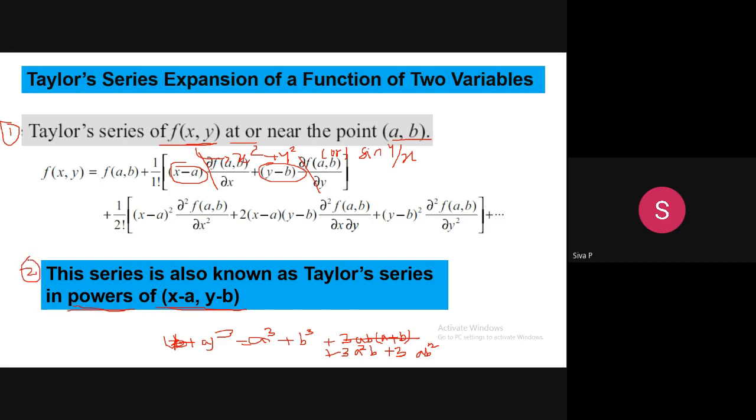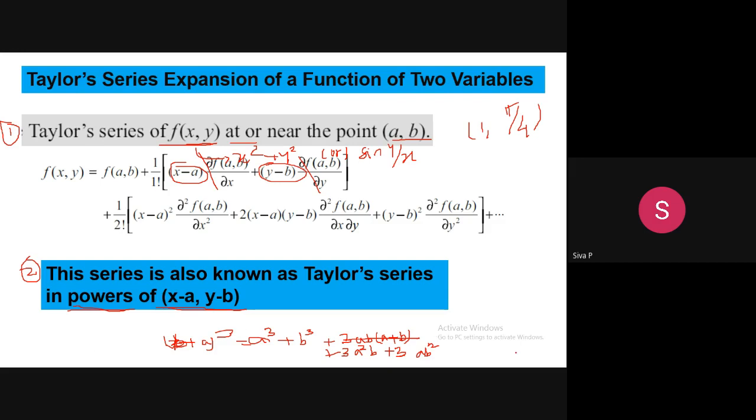Find the Taylor series at the point 1 comma 1, or in case they are writing at the point 1 comma pi by 4, like that. Then the same problem can be asked: find the Taylor series of the function in powers of x minus 1, y minus pi by 4.